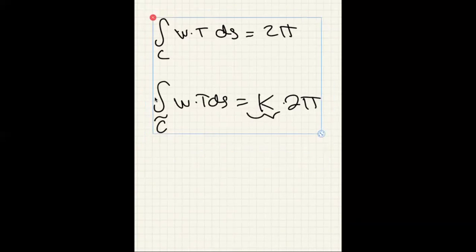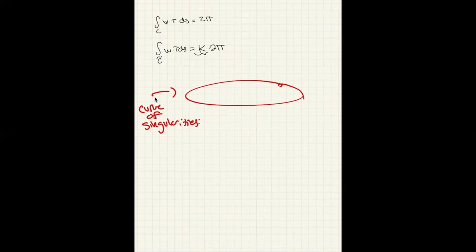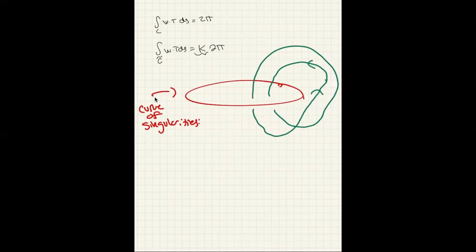Let me do this, my final answer, and I'll kind of be done. So here's my curve of singularities. Then if I draw this, my C, which comes down, it comes down again. So I've kind of come through that bubble wand twice. In this case, I've come through twice, so my k is 2, and my integral of W dot T ds is equal to 4 pi.